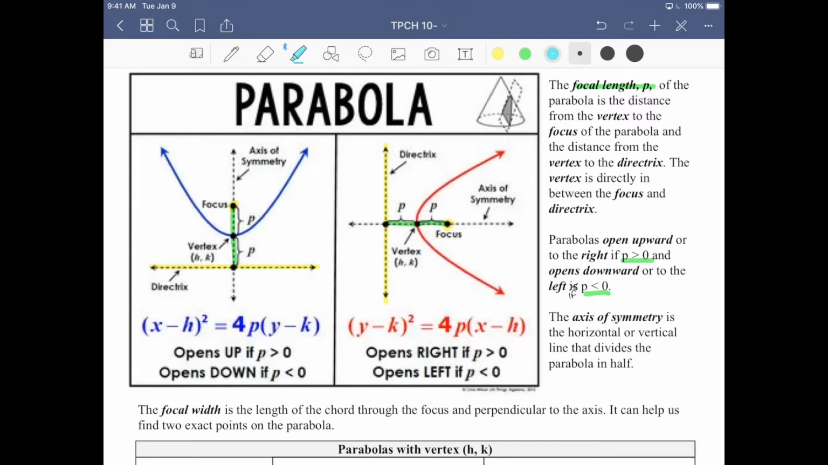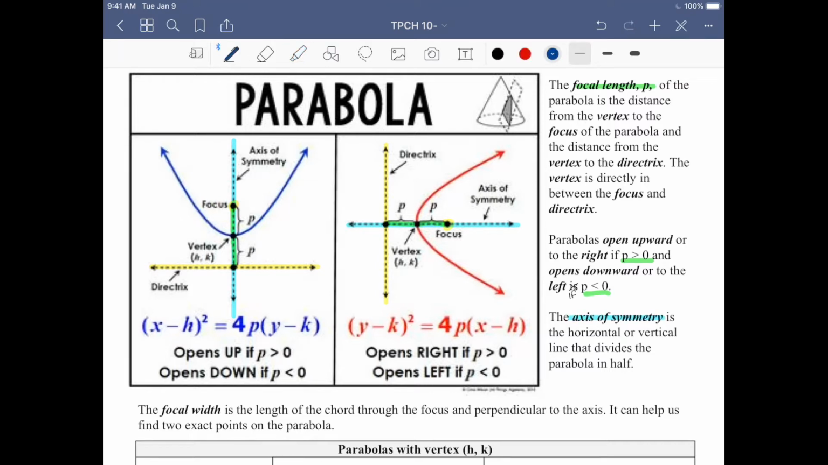The axis of symmetry is the horizontal or the vertical line that divides the parabola in half. That is what we're actually quite used to. It'll go through the vertex, so the axis of symmetry is here if the parabola opens to the left or to the right, or the axis of symmetry is here if it opens up or down. I'm just going to go ahead and highlight that the same color.